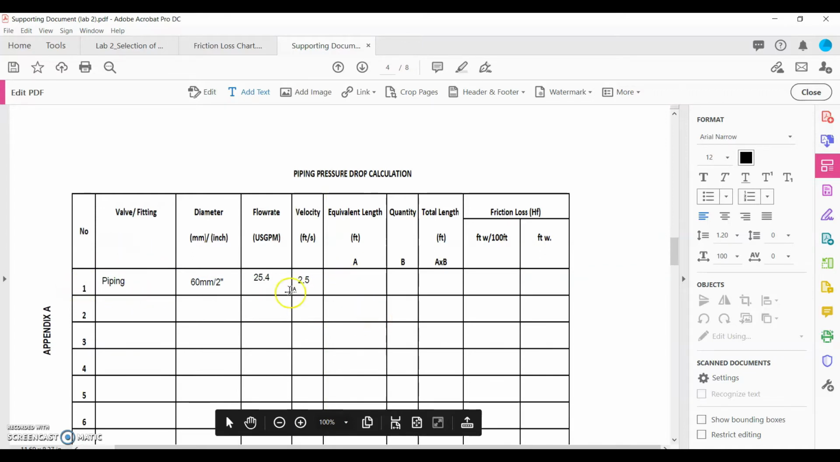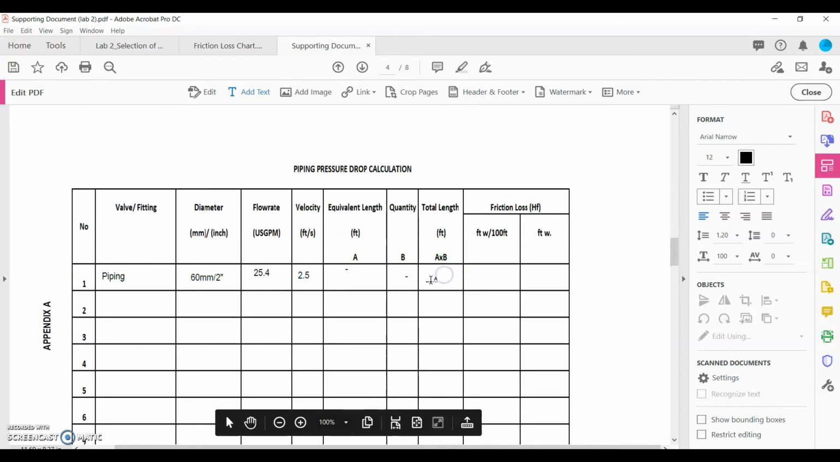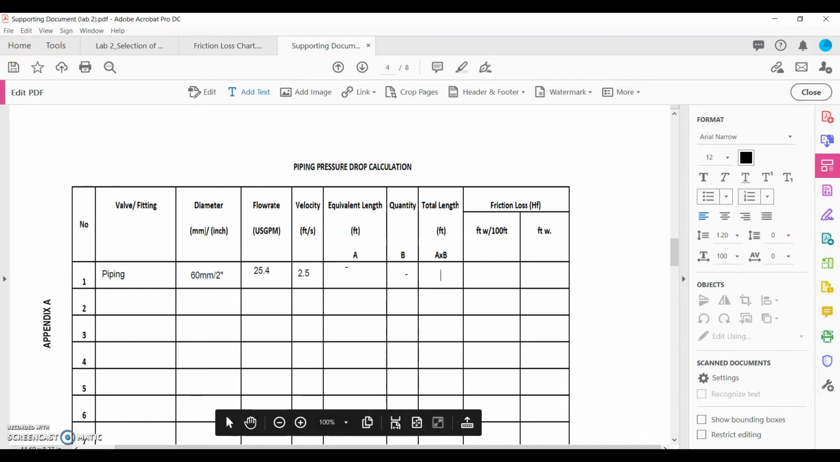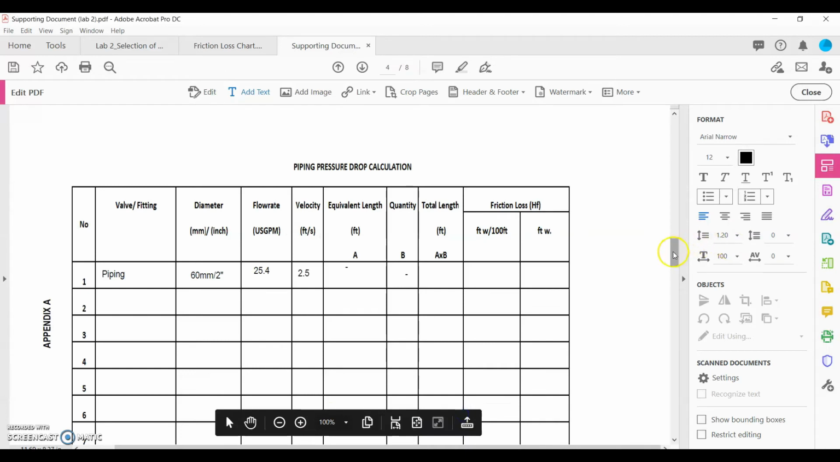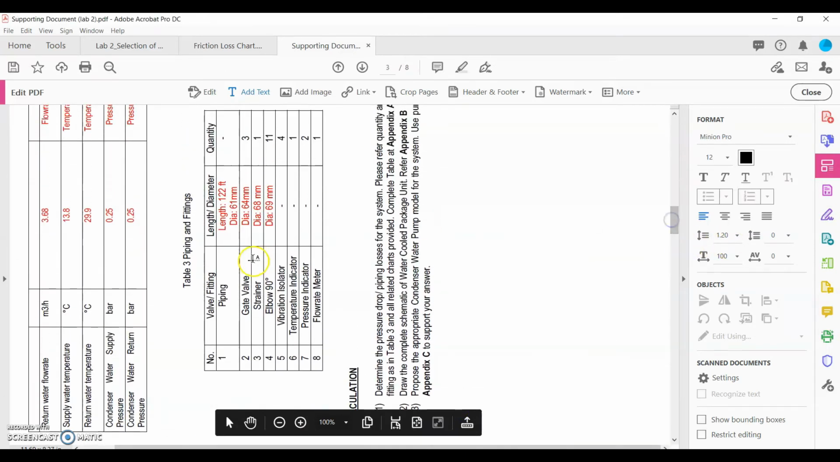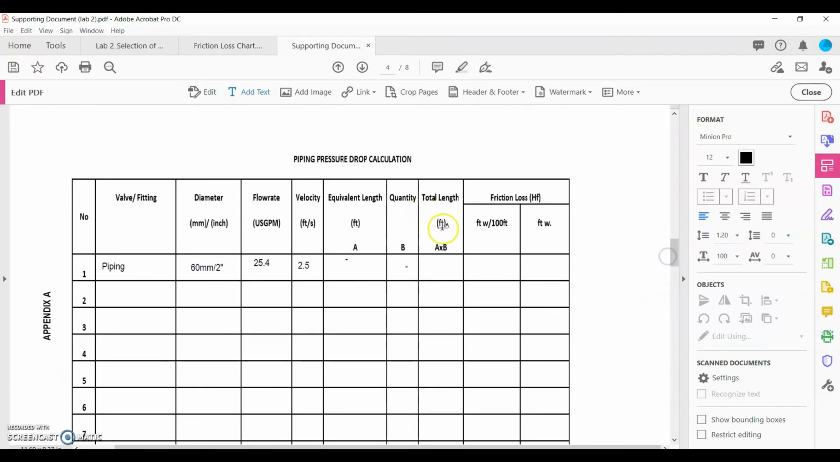Then next, for piping there is no equivalent length. The equivalent length is used for fittings only, so just put a dash. And also a dash for quantity. See, this A and B are used for fittings only. Alright, and then what is the total length of your piping? Get it from the supporting document. Your piping length is 122 feet. The unit here is feet.